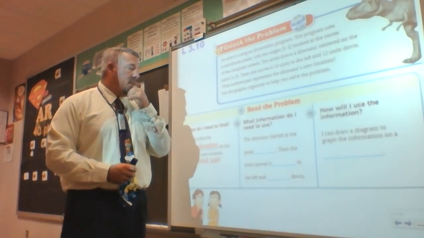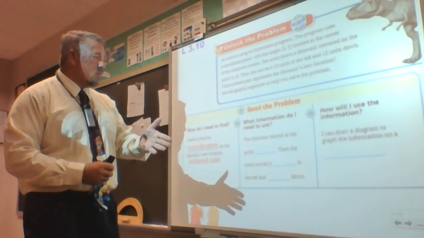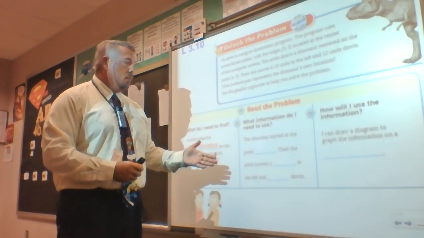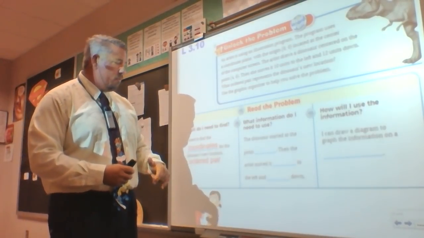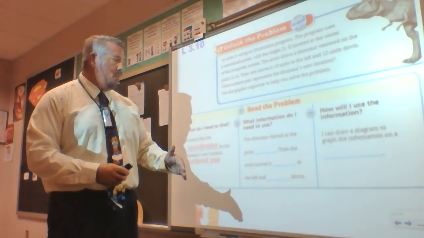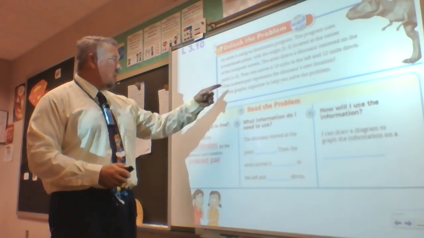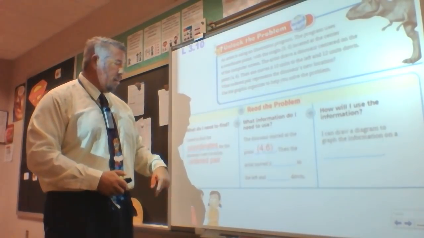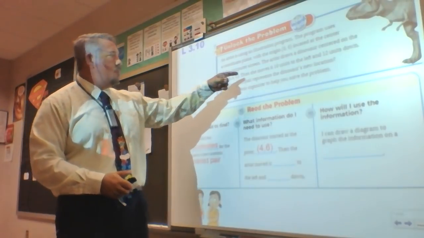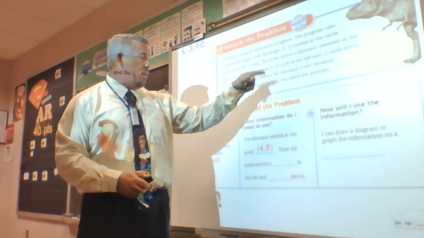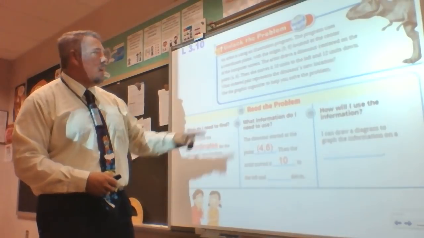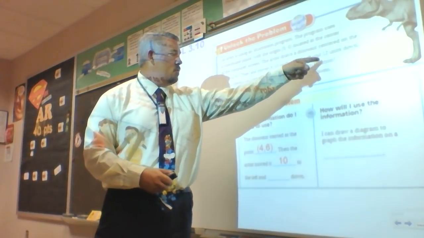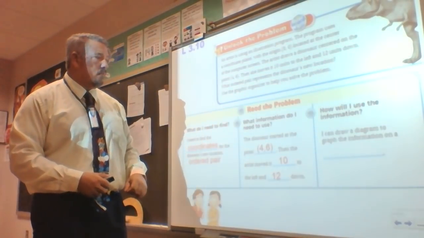What information do I need to use? Well, I need to know the dinosaur started at what point. Then the artist moved it blank to the left and down. So I know it started at the point of positive 4, positive 6. And then the artist moved it to the left, so 10 units to the left. And then we went down, so 12 units down.